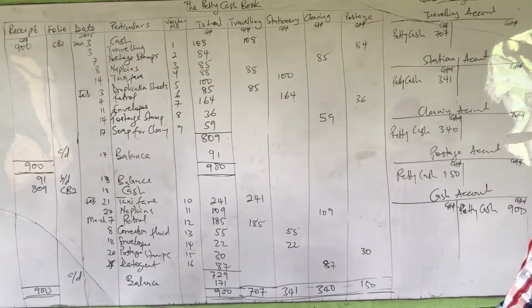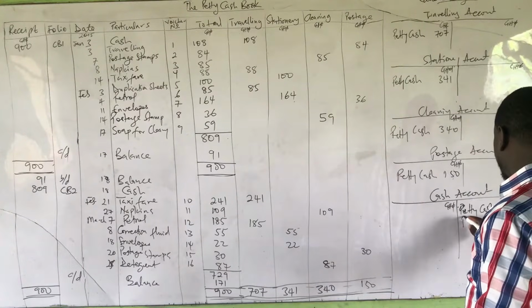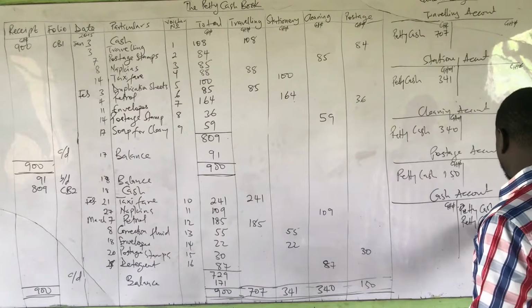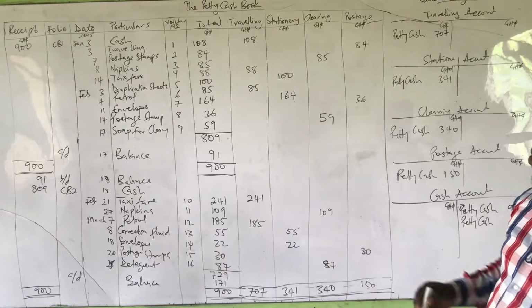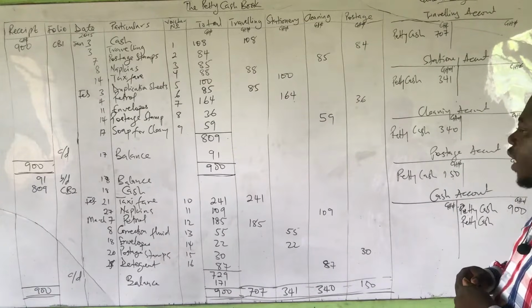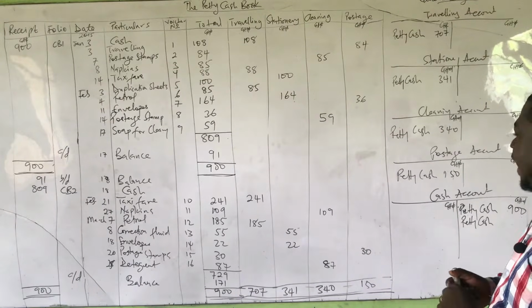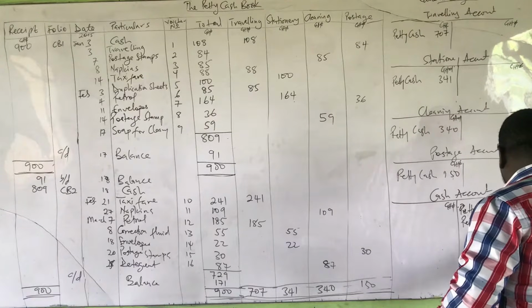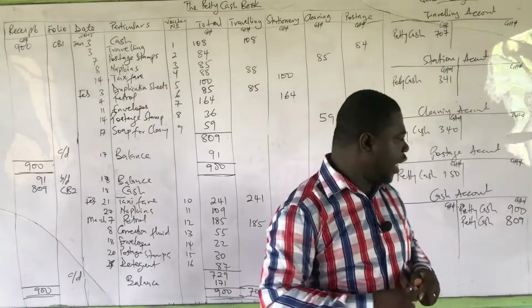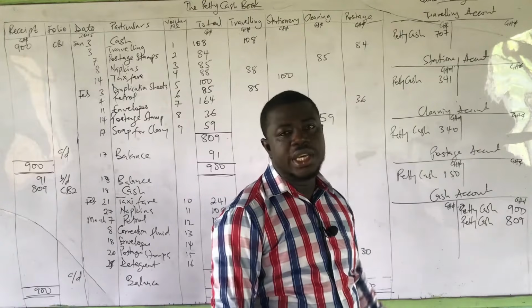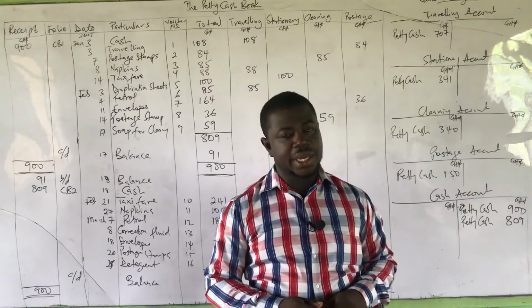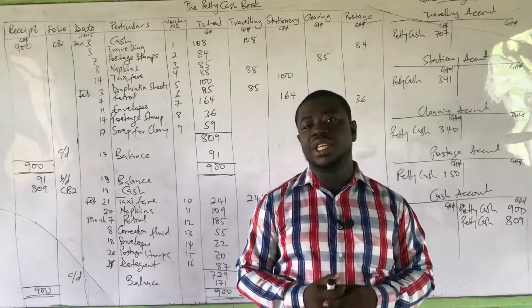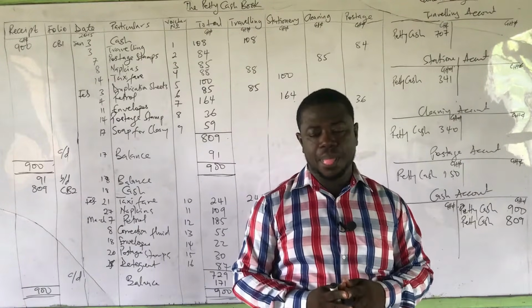And then on the 18th also there was another one, petty cash, on the credit side, because it's reflected on the debit of a petty cash. And that one was 809. Remember, we didn't give them 900 again. So it was 809. So we are going to show these two also in the cash account. That is the meaning of the requirement.